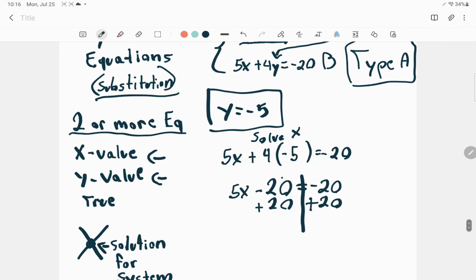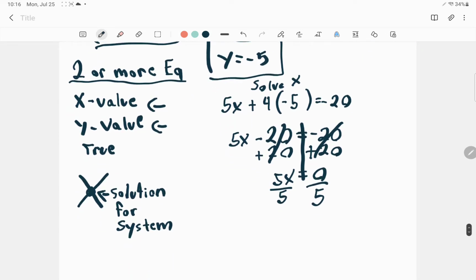Once I do that, you're going to notice those two cancel out. Actually, those two cancel out too. So we're going to have 5x is equal to 0. What am I going to do to leave the x alone? I'm going to divide both sides by 5. So in other words, x is equal to 0.